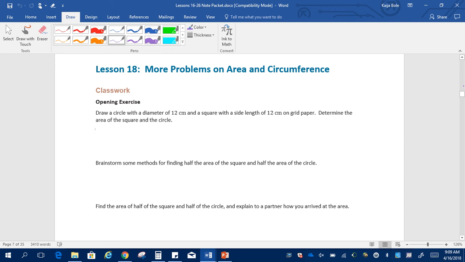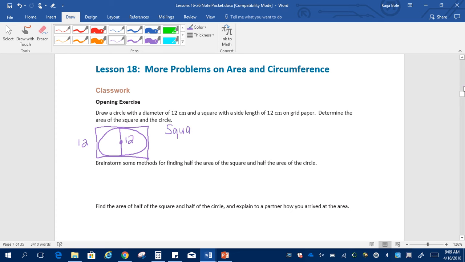So let's just draw it off to the side here. So we have a square. We have a circle that goes inside the square. We know the side length is 12 for the square, and then the diameter, so all the way across the circle, is 12 as well. Determine the area of the square and the circle. So this is kind of just a warm-up.